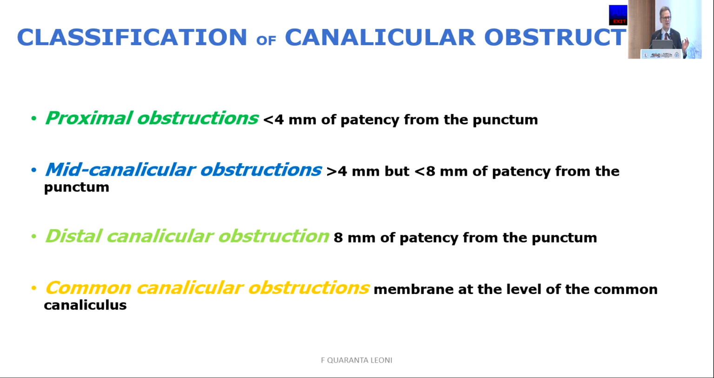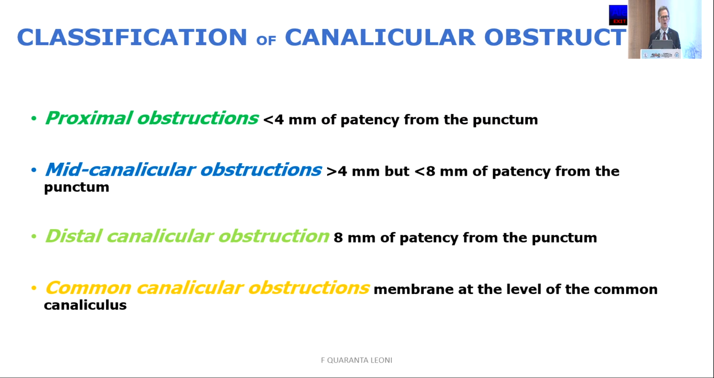So we have to differentiate among proximal obstructions, up to 4 millimeters of patency from the punctum, mid canalicular obstructions, 4 to 8 millimeters, distal canalicular obstructions, at least 8 millimeters of patency from the lower punctum, and common canalicular obstructions. This means there is an obstruction at the level of the common canaliculus, but it is very important to differentiate between proximal common canalicular obstructions, so at the lateral part of the common canaliculus, or just a membrane, which is a medial common canalicular obstruction.